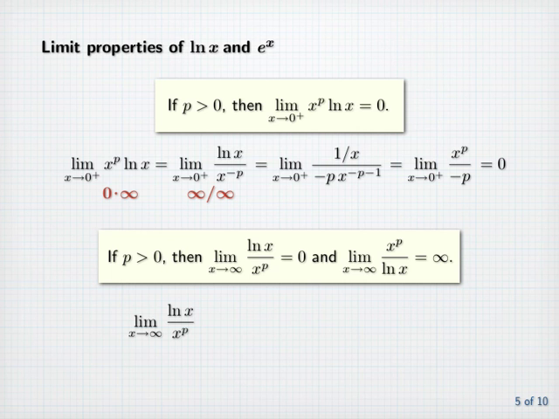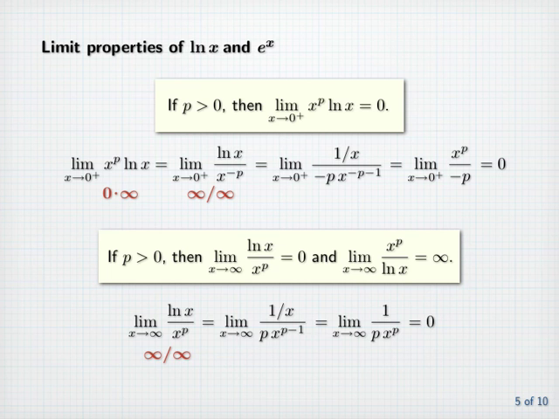Let's look at the limit as x goes to infinity of the natural log of x divided by x to the pth power, noting that this is an infinity divided by infinity form. So let's take the derivative of the numerator and the derivative of the denominator. We get 1 over x divided by p times x to the p minus 1. Now let's multiply the numerator and denominator by x, and we end up with the limit as x goes to infinity of 1 over p times x to the p, which is clearly 0.